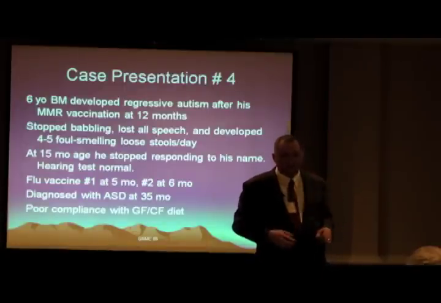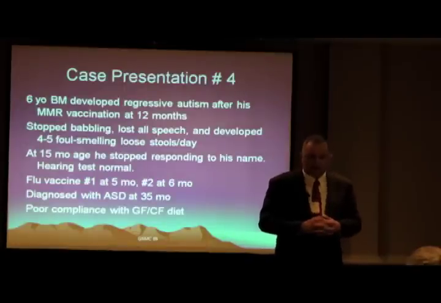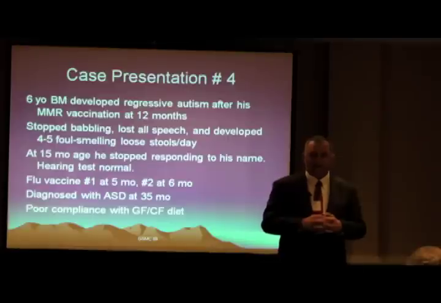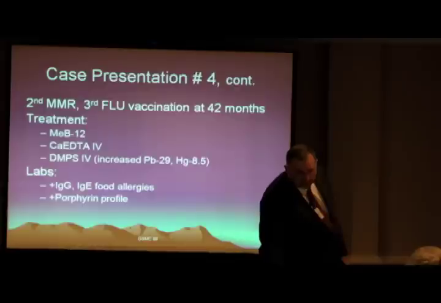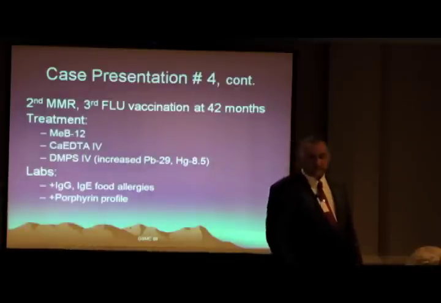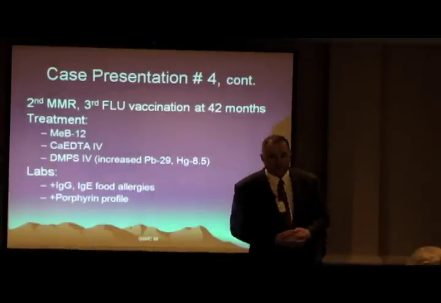He was given the flu vaccine at 5 months, and a second one at 6 months. I don't know why they give him that. He was diagnosed with ASD, autistic spectrum disorder, at 35 months, and there was poor compliance with the gluten-free, casein-free diet. He was given a second MMR and the third flu vaccination at 42 months.